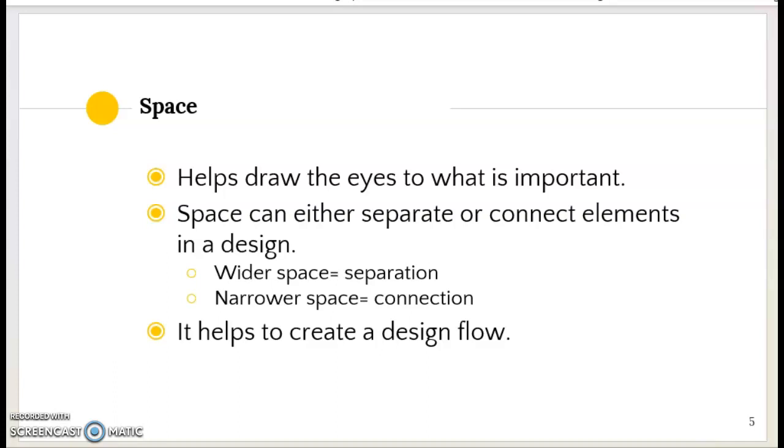And then it also helps to create a design flow. So this could be the lines on all of my slides. That helps to connect my pages together and shows a flow for my PowerPoint.